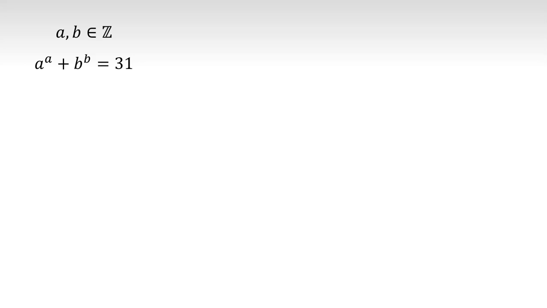So let's see. Because look, for example, if you have negative 2 to the power of negative 2, the negative will be cancelled because the power is even. 2 to the power of negative 2 will be 1 over 4, and we have a fraction. And here we have 31. So we should analyze. And one other thing, can we find one A and B that satisfy?